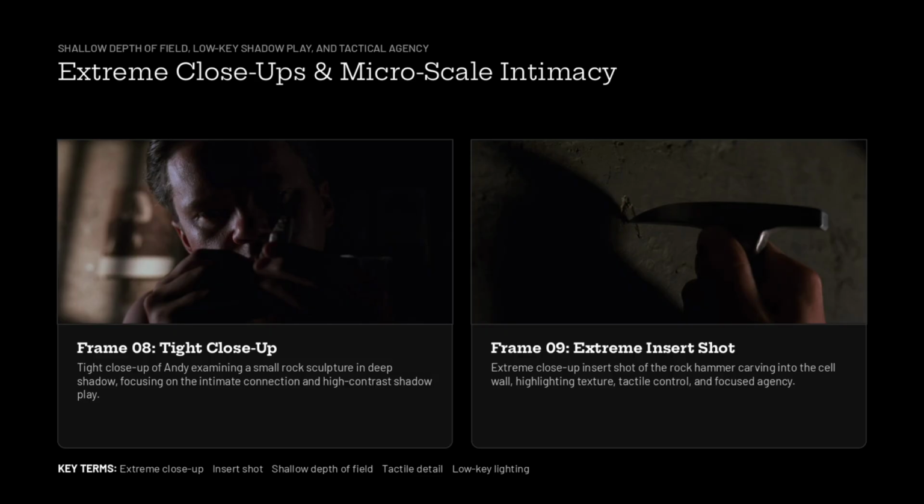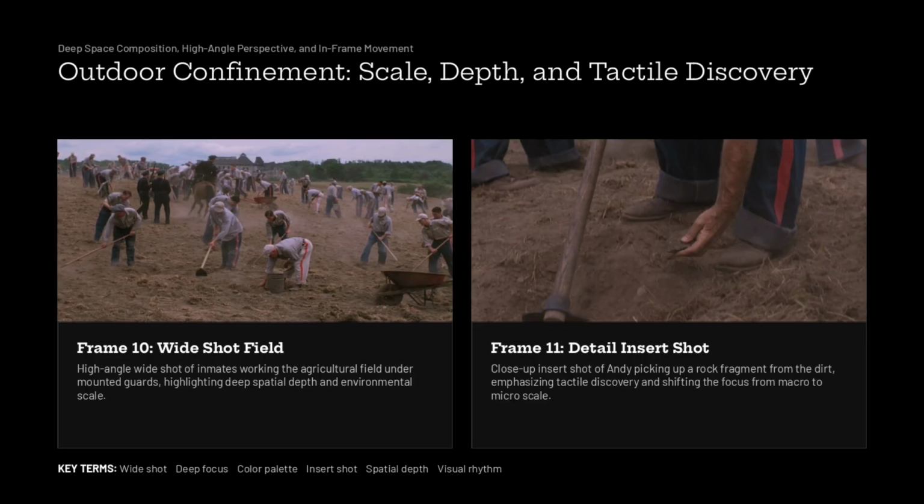Frame 9 acts as a crucial insert shot, focusing on the tactile detail of the small rock hammer piercing the stone wall. The heavy low-key shadows obscure the scale of the wall, making the tool look impossibly small against the concrete barrier. Through this intimate camera distance, cinematography transforms a quiet hidden act into a central visual motif of persistence.